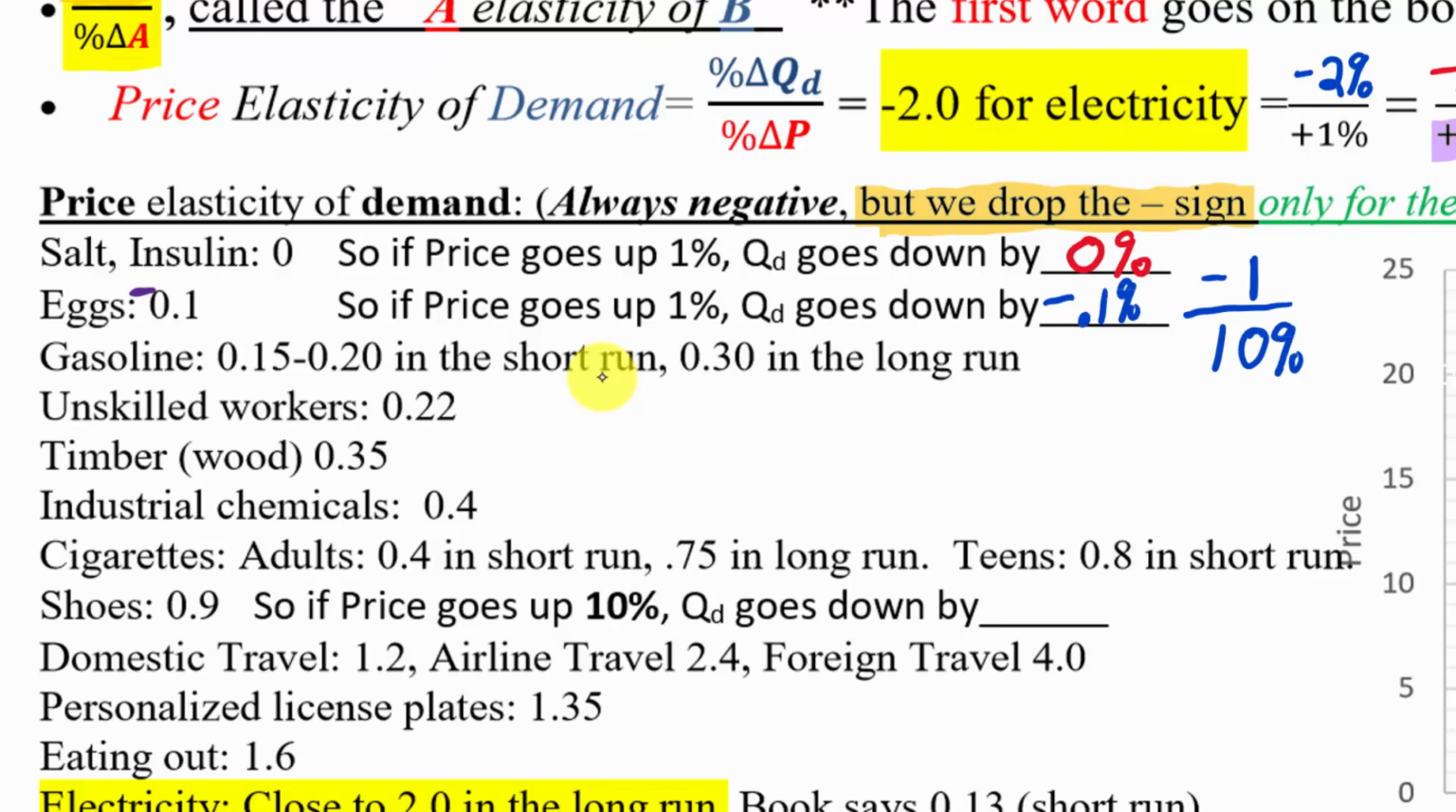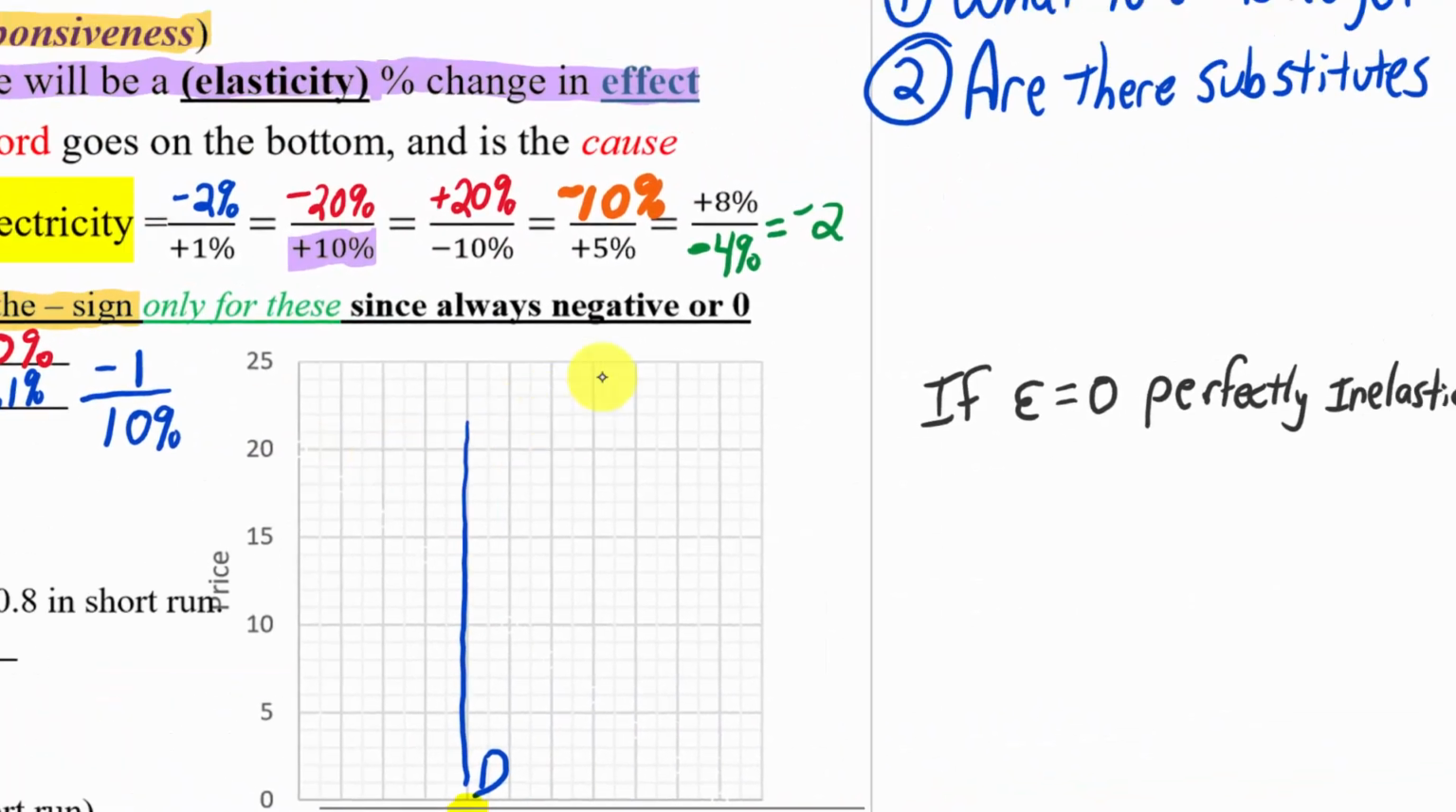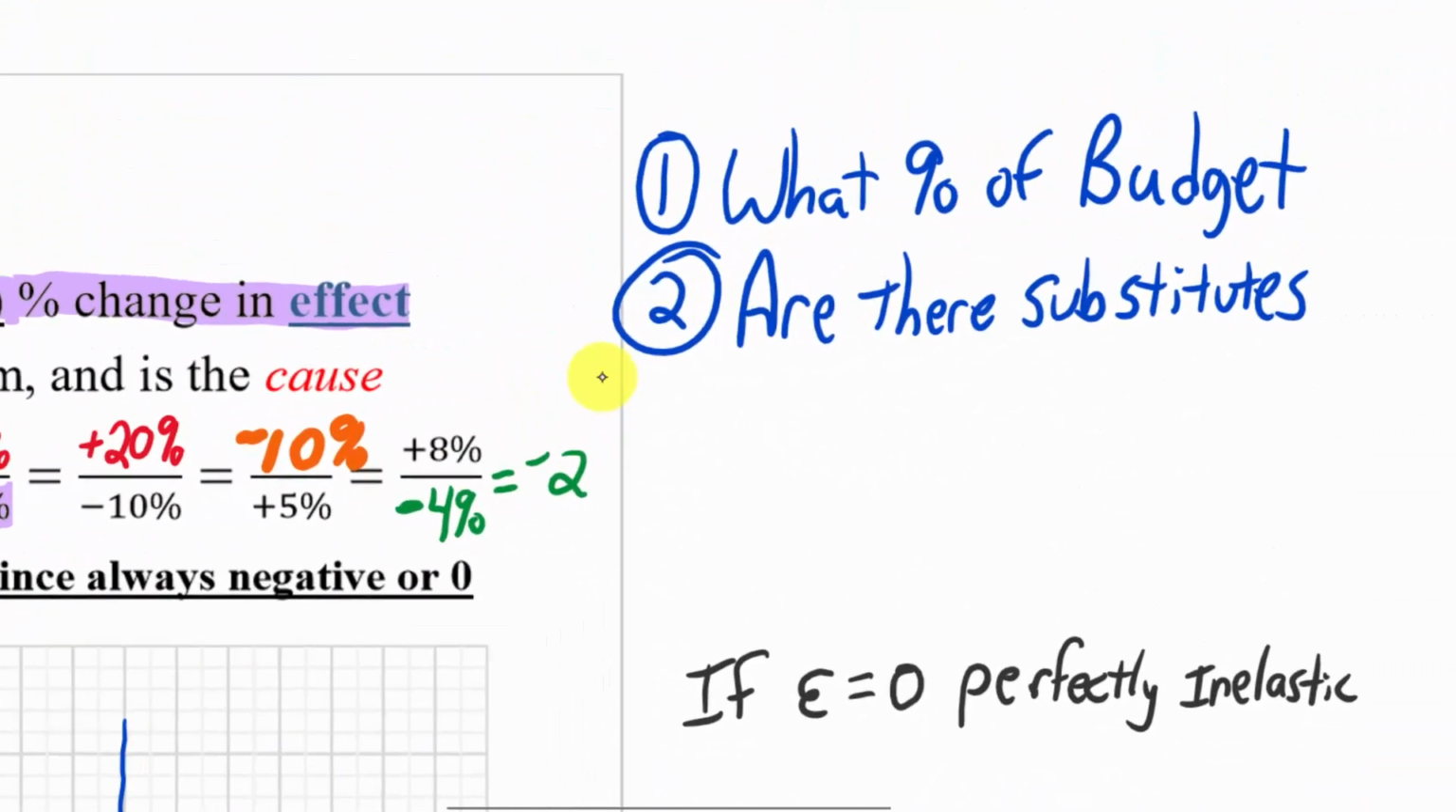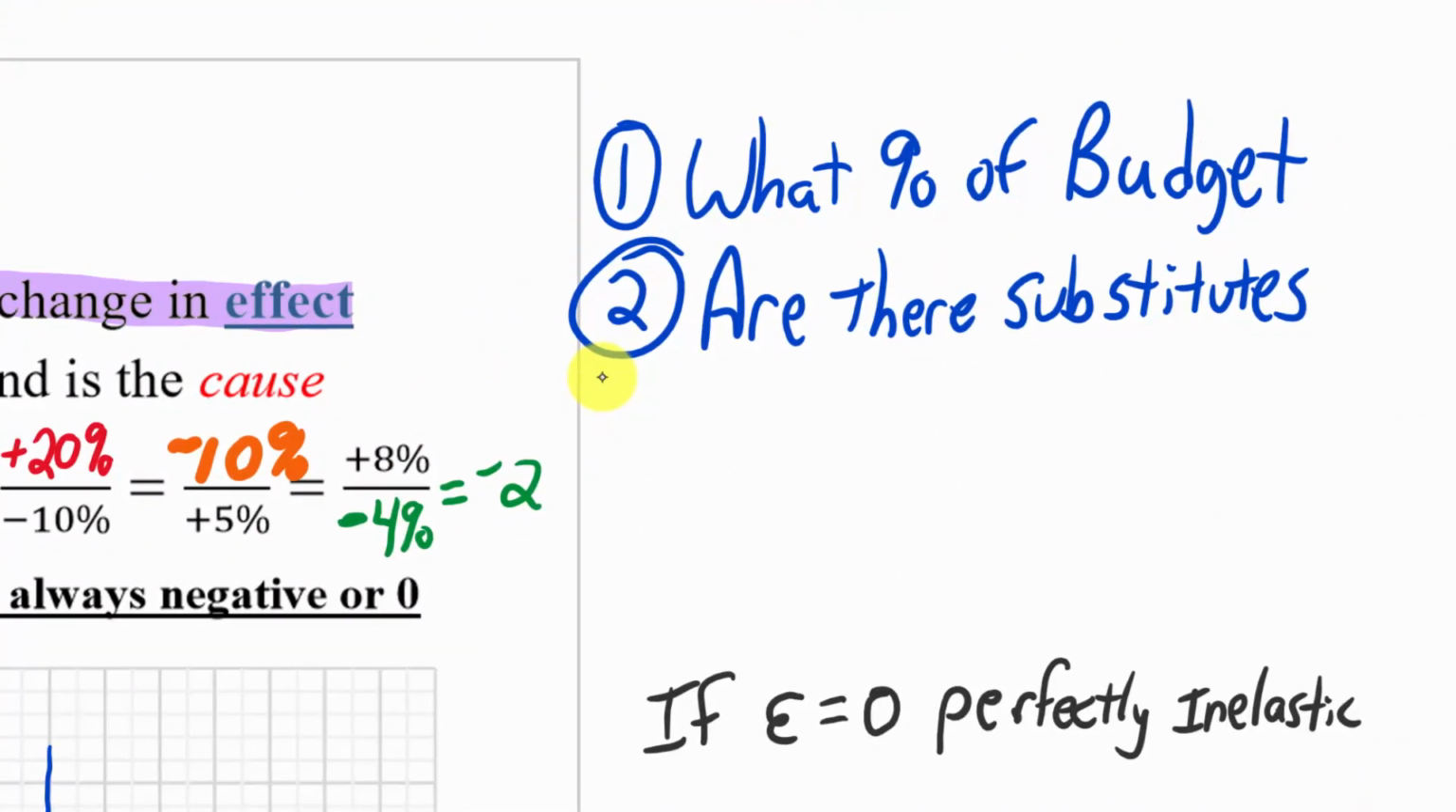Let's think about our two reasons that we've talked about so far about why things might be elastic or inelastic. What percent of the budget do you think eggs make up for most people? And here we're talking about in the United States, where most of these elasticities come from. Pretty small share of the budget. I mean, even if you bought a dozen eggs every week, for most people, that's not going to be a huge portion of your budget, right? But what about the substitutes issue?